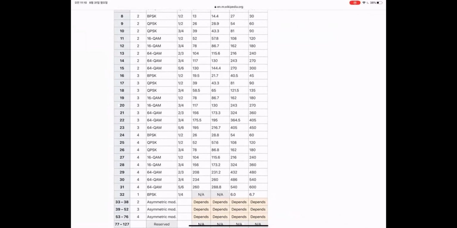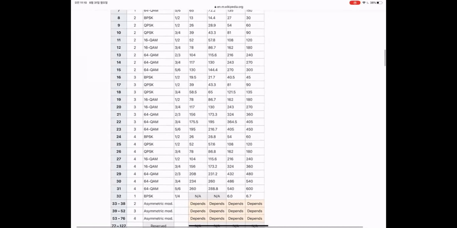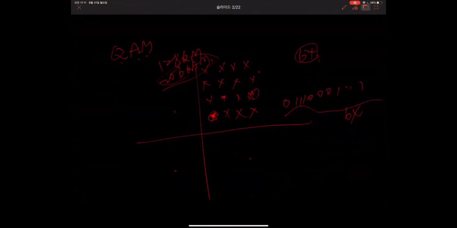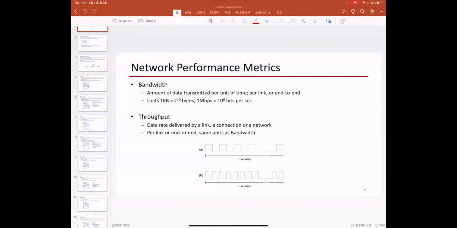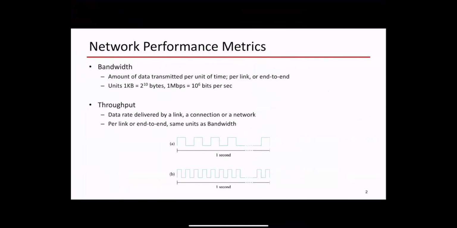In this case, 195. And this is 78. From 16 to 64 QAM it goes from 78 to 195, so it's almost double. Okay, so this is why we are using these modulations, in both wired and wireless networks with limited bandwidth.